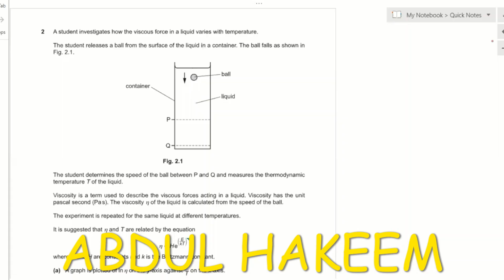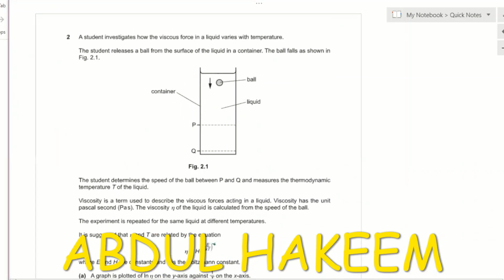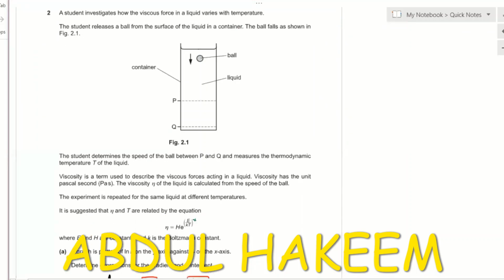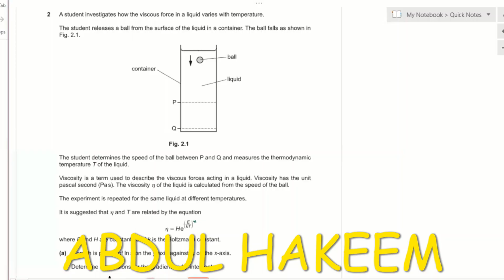Okay, so this is May-June 20, paper 5-2, question number 2. The question is: a student investigates how the viscous force in a liquid varies with temperature. The student releases the ball from the surface of the liquid in a container. The ball falls as shown in the figure. The student determines the speed of the ball between P and Q and measures the thermodynamic temperature T of the fluid, meaning the temperature measured in Kelvin.